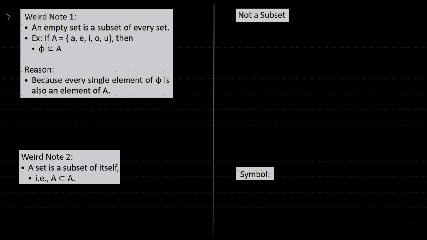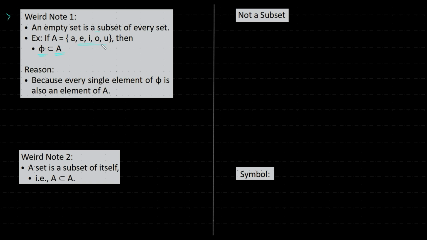It's quite simple. Say I have a set A, made up of a, e, i, o, u. Then we can tell that the null set is a subset of A. Because what are the elements in the null set? Nothing, right? So is it there in A? Yes. There's nothing in the null set, so that is present by default in A.